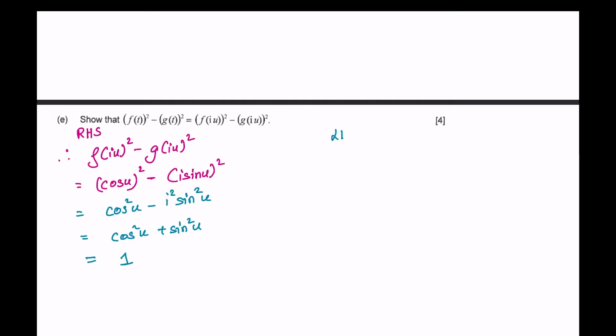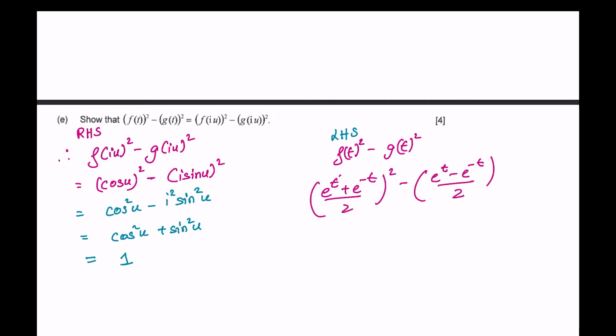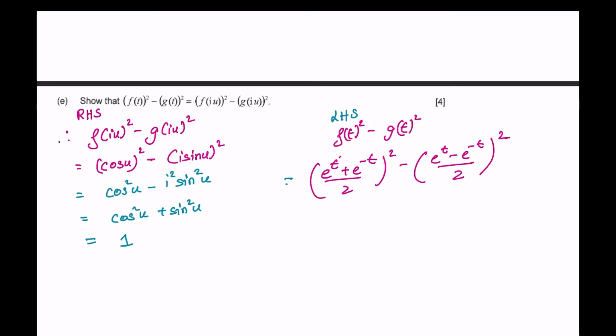it's verified. The LHS would be f of t whole square minus g of t whole square. F of t was e to the power of t plus e to the power of minus t by 2, whole square, minus g of t, which would be e to the power of t minus e to the power of minus t by 2, whole square. Now we have to simplify these a little bit, and we will get to the final answer.